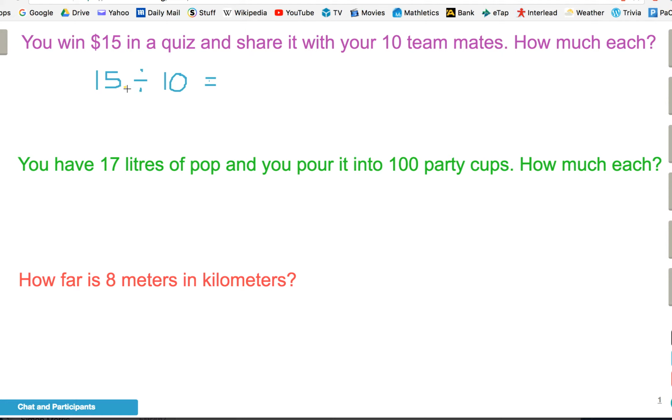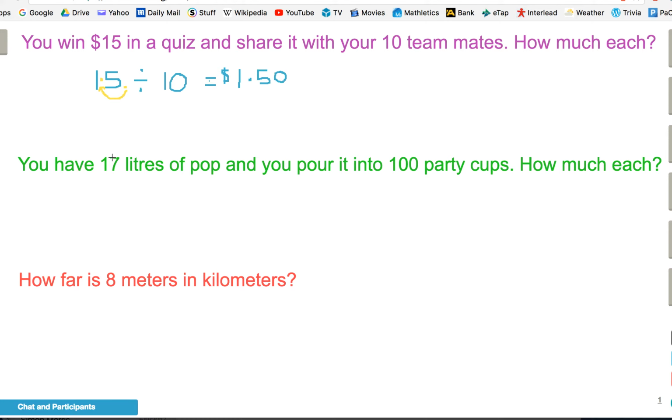And we move that decimal point to the left, the number of zeros there are in the divisor. In this case, it's just 1 zero. So we're just going to move it one place along, and the answer is going to become 1.5 or $1.50. Okay, quite straightforward. Number of zeros in the divisor, and our whole number has become a decimal number.